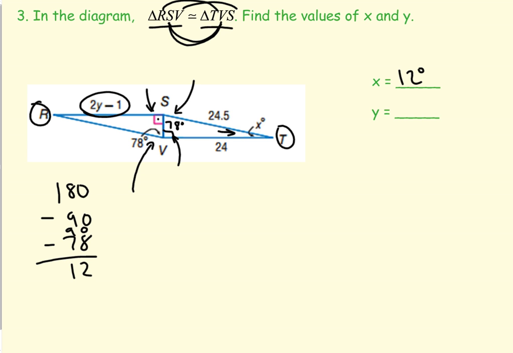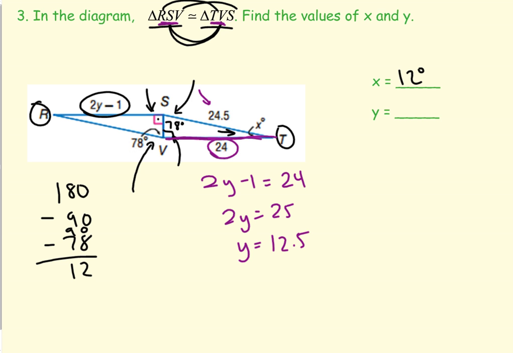So 2y minus 1, let's change colors. 2y minus 1 is going to be 24. All right, don't get caught up. A lot of kids will try telling me it's 24 and a half. That's not true. Look, it's RS here matches up with TV over here. That's this line right here. That's this segment right there. So y is going to equal 12.5.